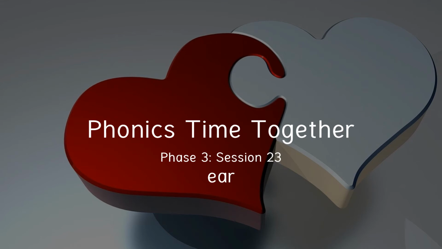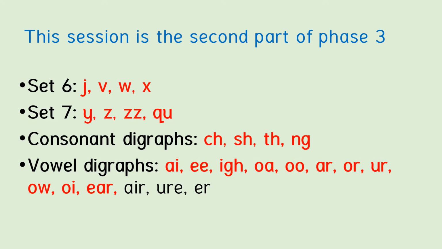We're up to session 23 of phase 3, and today we're looking at the EAR grapheme that makes ear. So we are nearly there. This will leave just 3 more vowel digraphs to learn, and then we'll have covered all the GPCs in phase 3, which is fantastic.